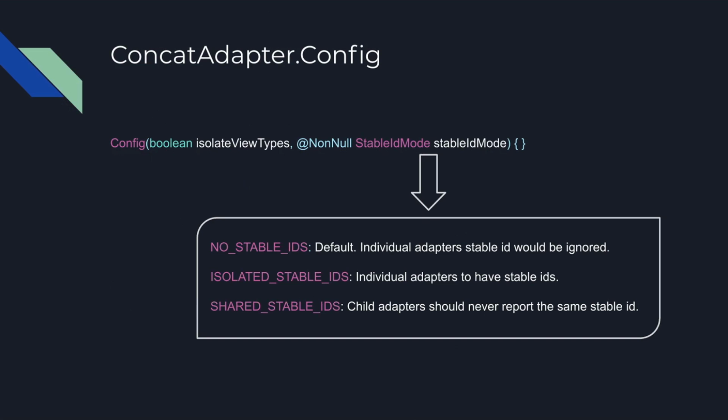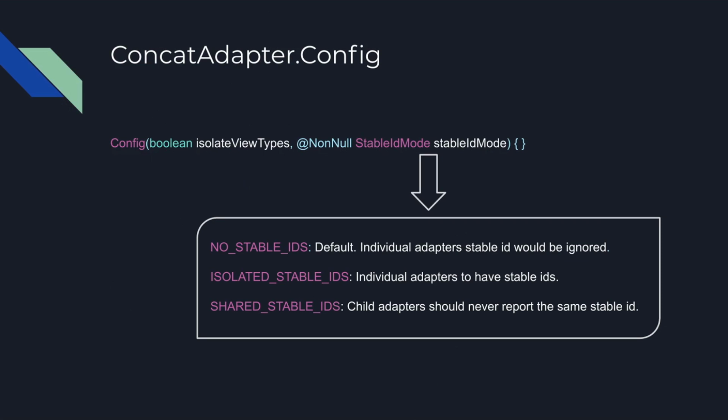So by default, there are three stable ID modes provided. One is no stable IDs, the second one is isolated stable IDs, and the third is shared stable IDs. By default, the mode is no stable IDs, where individual adapters' stable IDs would be ignored.